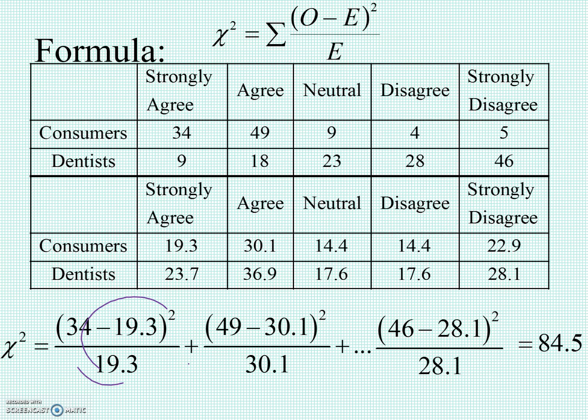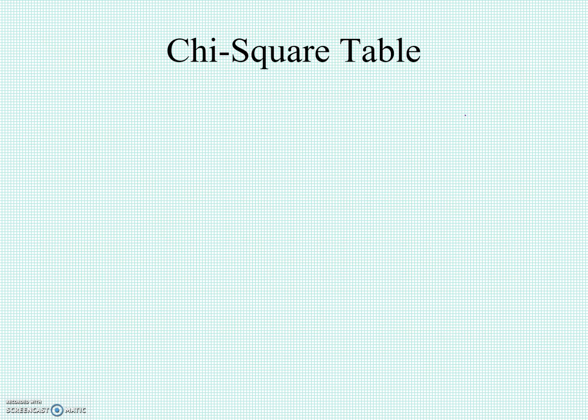That seems kind of high, but let's talk about our degrees of freedom. The degrees of freedom will work the same way it did for a test of independence. I have 2 rows, and I have 1, 2, 3, 4, 5 columns. So my degrees of freedom are going to be 2 minus 1 rows times 5 minus 1 columns. So I will have 4 degrees of freedom. 2 minus 1 times 5 minus 1 is 4. So 4 degrees of freedom, chi-squared of 84.5.